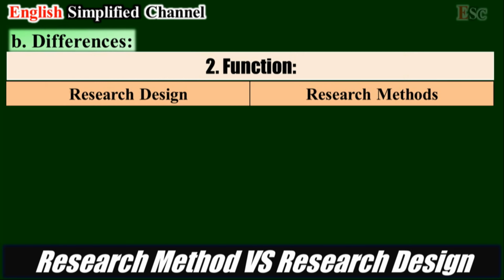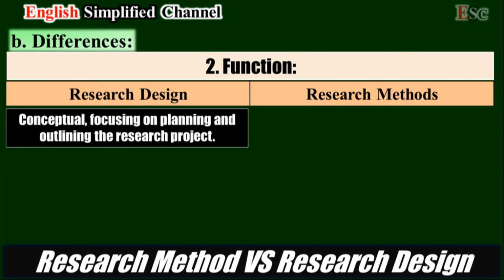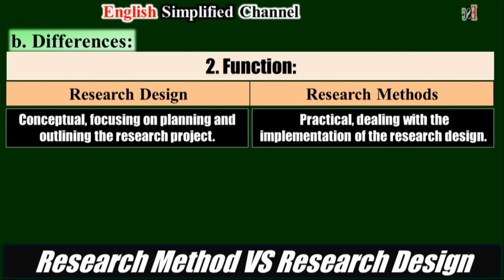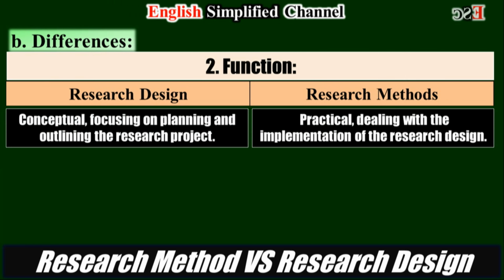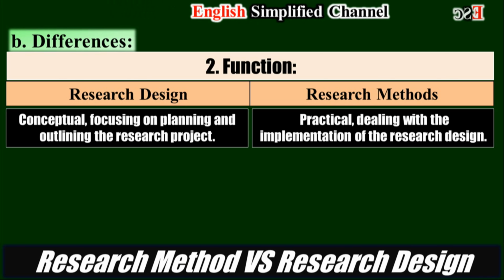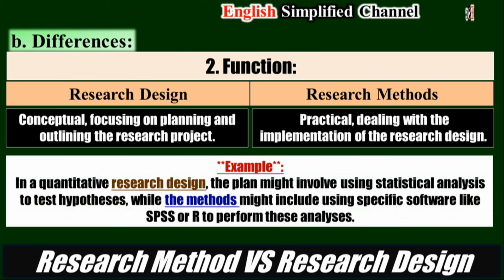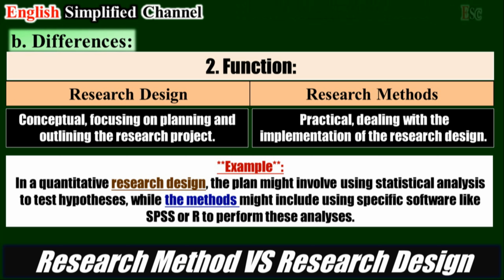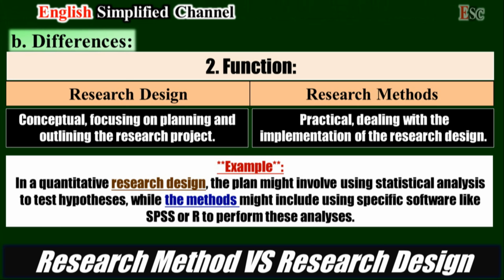2. Function. Research design: conceptual, focusing on planning and outlining the research project. Research methods: practical, dealing with the implementation of the research design. Example: in a quantitative research design, the plan might involve using statistical analysis to test hypotheses, while the methods might include using specific software like SPSS or R to perform these analyses.